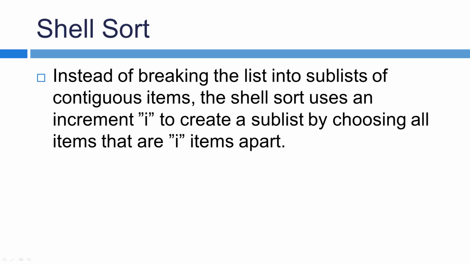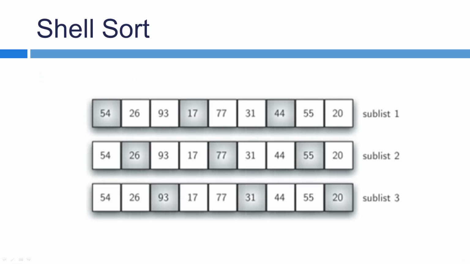So instead of breaking the list into sublists of contiguous items, the shell sort uses an increment that we'll call I. It's sometimes called the gap, and it uses that increment I to create a sublist by choosing all items that are I items apart. So let me go ahead and show you a figure of what I mean by that.